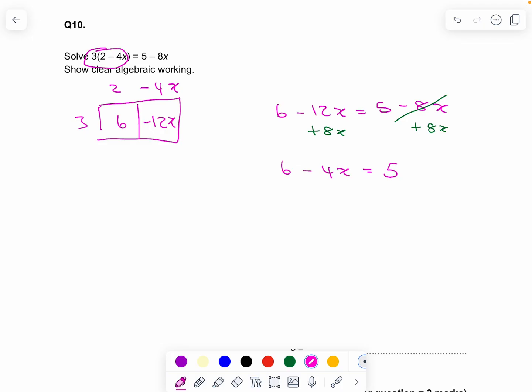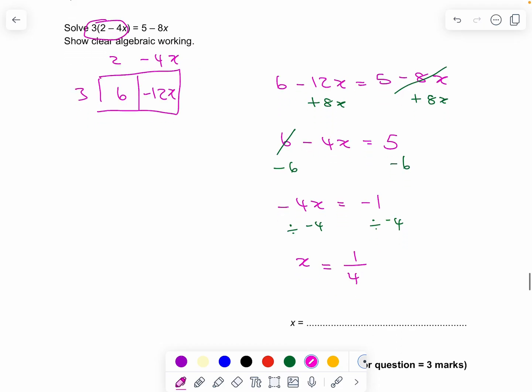I want to get rid of the 6 here, so I'm going to take away the 6. And so I get minus 4x equals minus 1. And then I will divide both sides by minus 4 to get that x must be positive 1/4. Or if you put 0.25, that is also absolutely fine as well.